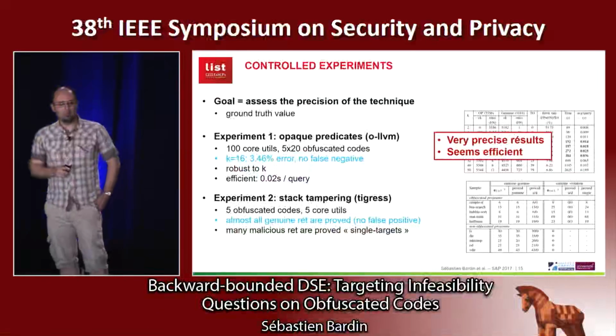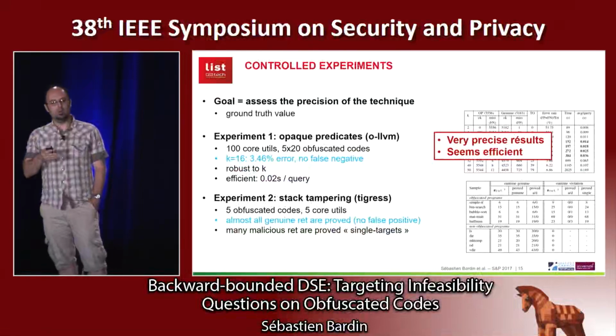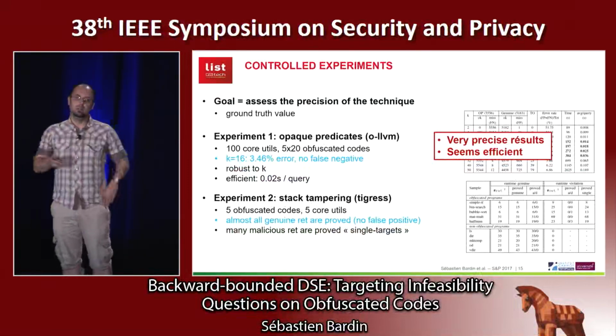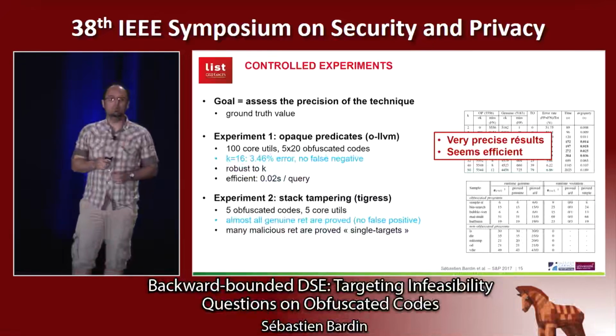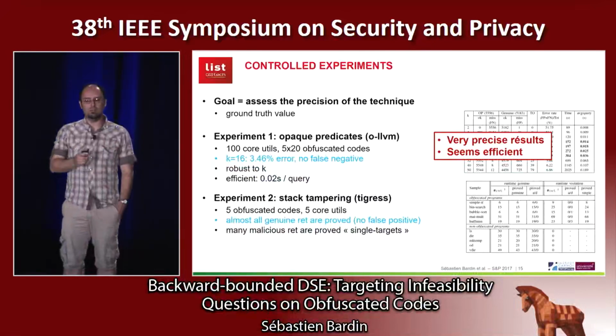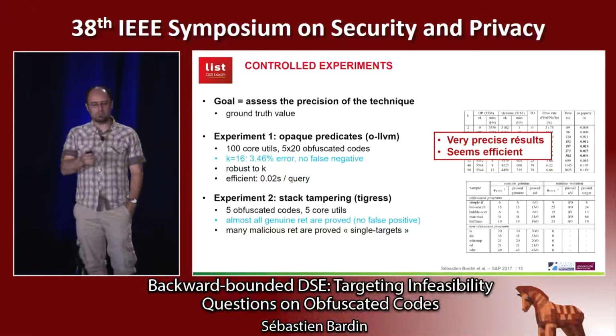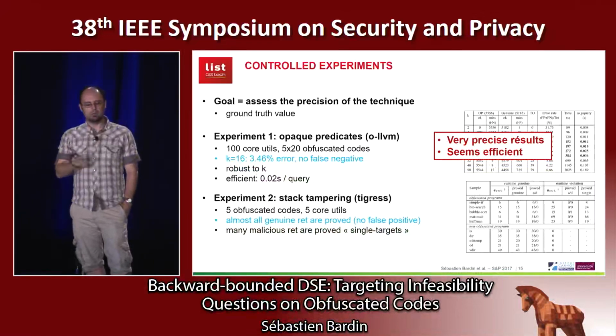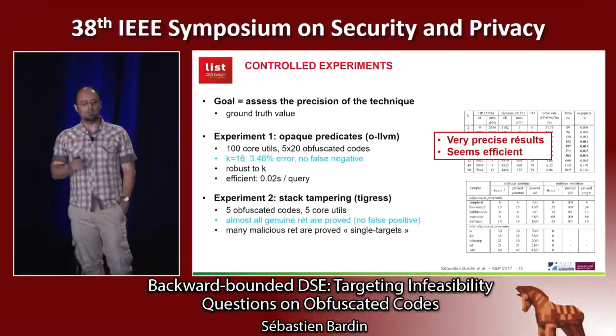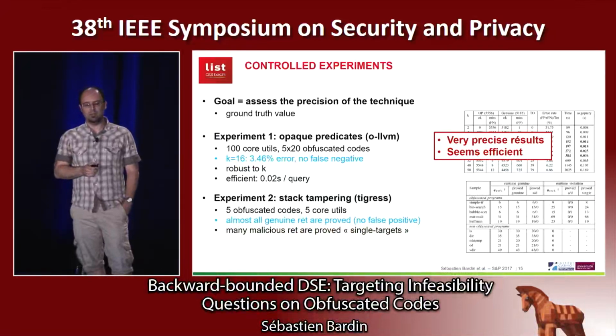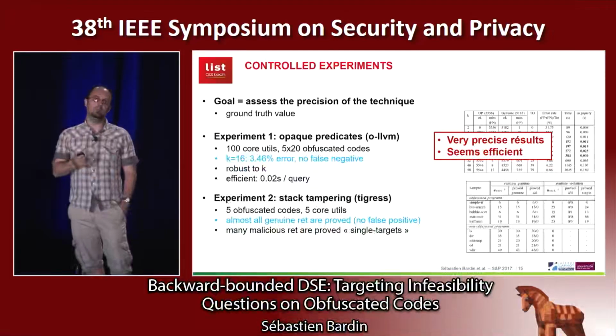So briefly, for controlled experiments, we have taken some open source obfuscation tools so that we can clearly have control on the kind of obfuscation which is inserted, and we perfectly know where obfuscations are and where they are not. And we check for opaque predicates and stack tampering. So typically for opaque predicates, with a bound of 16, we get an error ratio of 3.5% and no false negative. And this is quite robust to the bound K. Basically, with a bound between 8 and 30, results are very good.